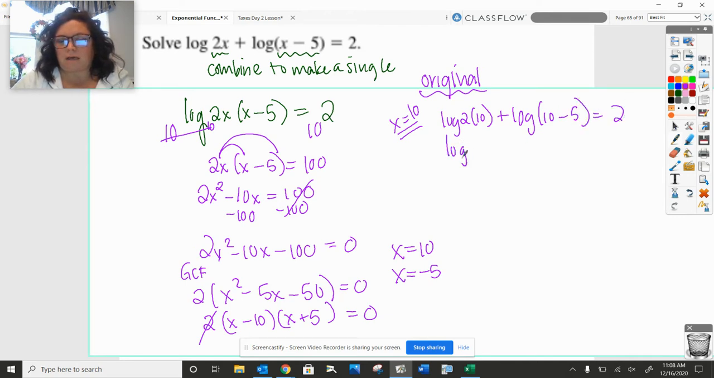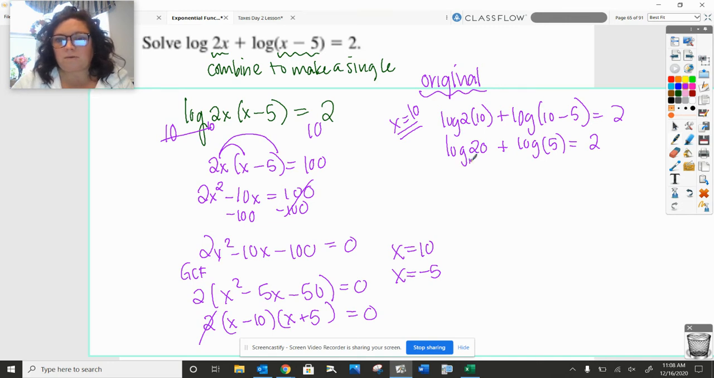This is log of 2, log of 20 plus log of 5. And the key here, so make sure you realize this, when you're checking, do not combine these at all. Don't put them together.